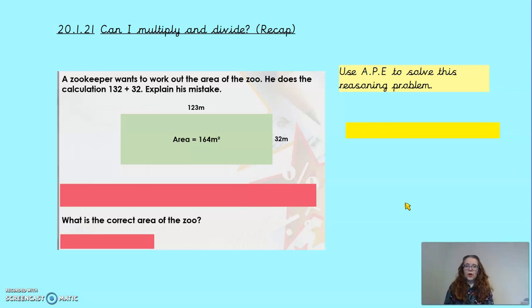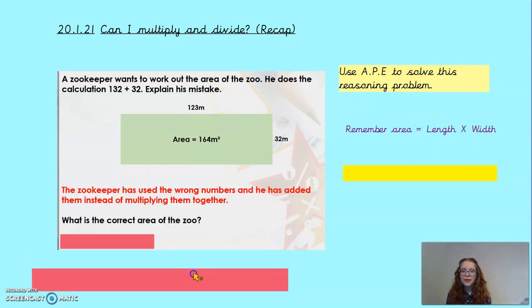Okie dokie. Right. Well, he wants to work out the area of the zoo. Now, what is area? How can we work it out? Area equals length times width. So already I know he's done the wrong calculation because he hasn't done any multiplication. He's only added. His second mistake, and I wonder if you spotted this, is he has done 132 plus 32. But here I've got 123 metres and 32 metres. So actually he hasn't read his question properly. He hasn't double checked his figures before he's done his addition, what should have been a multiplication.